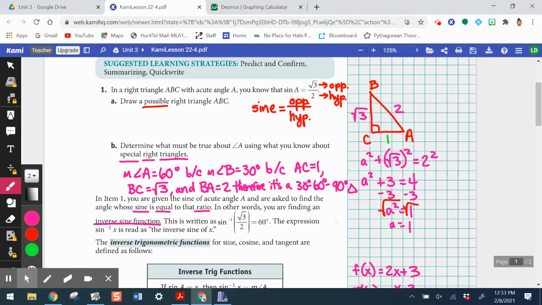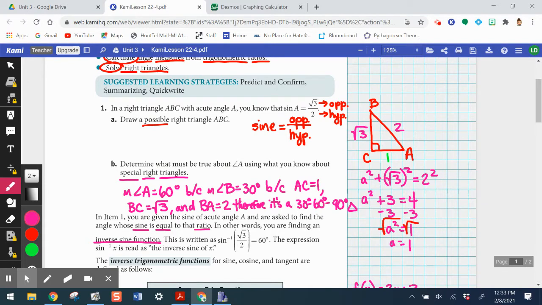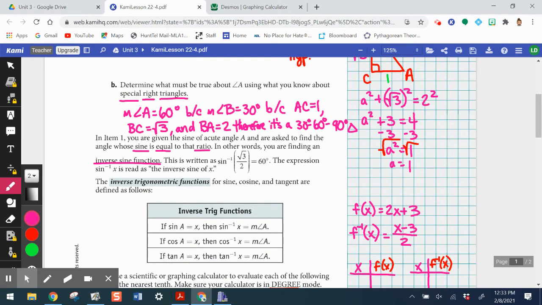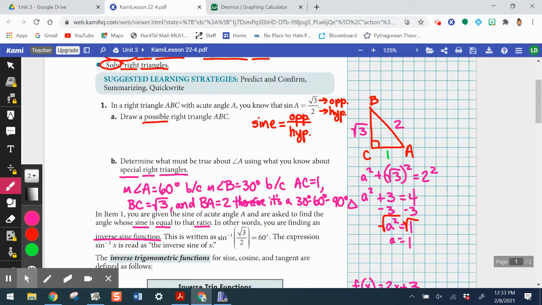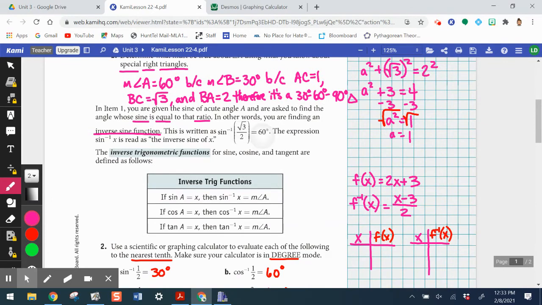So notice what's happening now. In the previous lesson, they told us the sine or the measure of that angle, whatever A was, and we found one of the other missing parts of the ratio. Now, we don't know the measure of the angle, and we use the ratio to find the measure of the angle using the inverse function. So the expression sine negative 1 of x is read as the inverse sine of x.